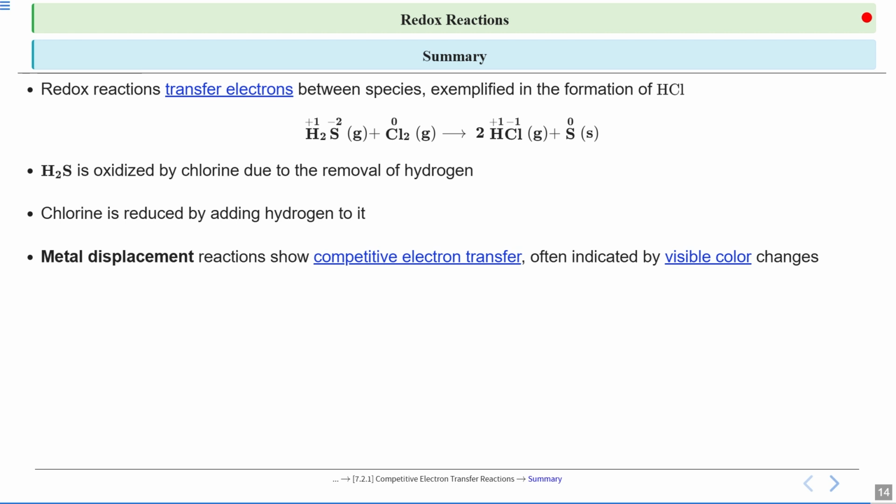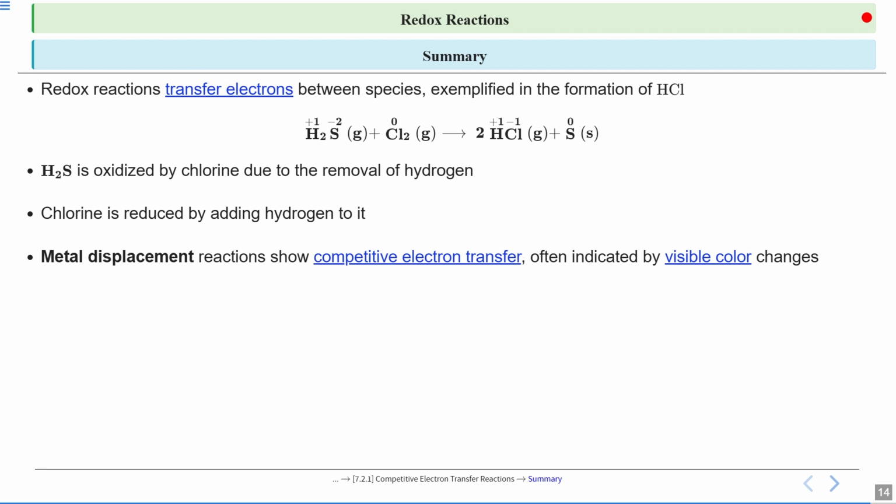So we can say that displacement reactions, or mainly metal displacement reactions, can also be considered single displacement or substitution reactions, which are the most important type of redox reaction.